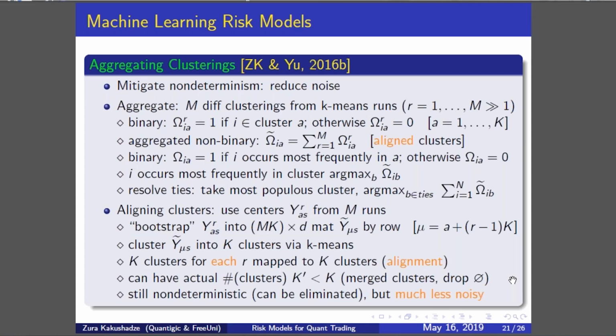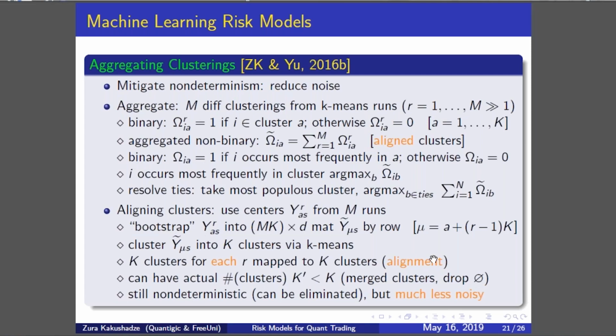So you take centers from each clustering. These Y's here are the centers for each k-means run. And then you can bootstrap these centers into a large matrix with basically m times k rows, where m is the number of runs that you have. And you can actually cluster that matrix itself using k-means. And that clustering will generate an alignment of the original k-means runs, the m k-means runs, into k clusters.